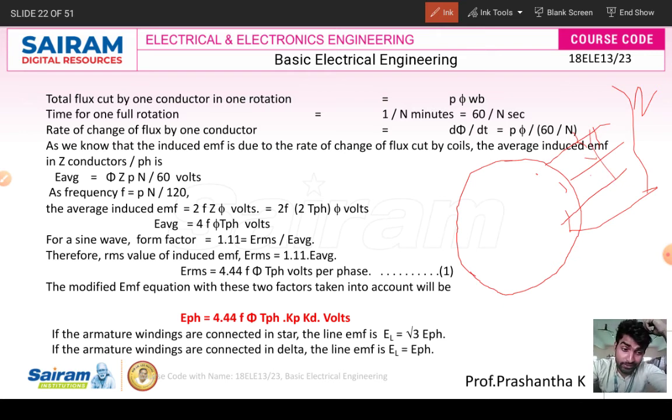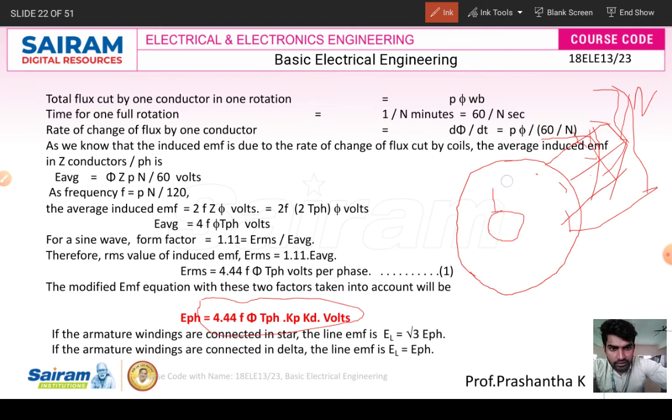So for delta there is no neutral, EL is equal to E phase. For star there is a neutral present, EL is equal to √3 E phase, right? That is the concept, okay. So this is line voltage, this is phase voltage. Whatever we are getting, this E phase is equal to 4.44 fφ Tphase Kp Kd volts. This is the EMF induced in the alternator, the synchronous generator.